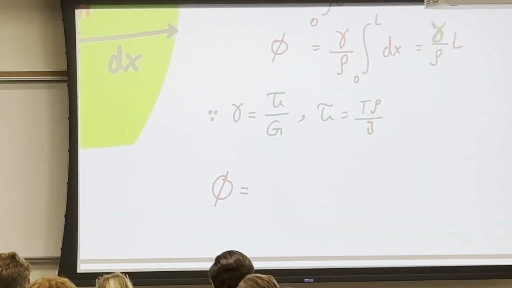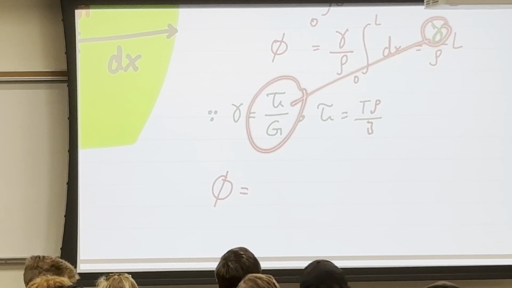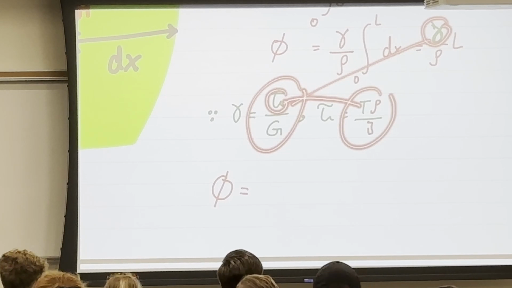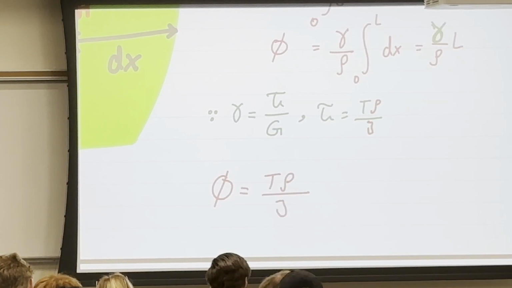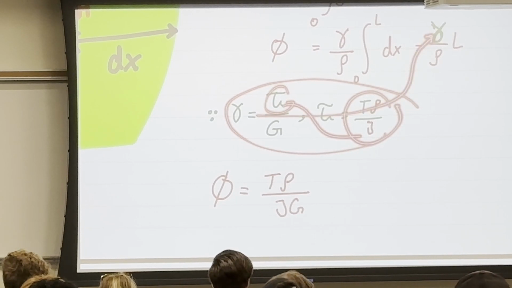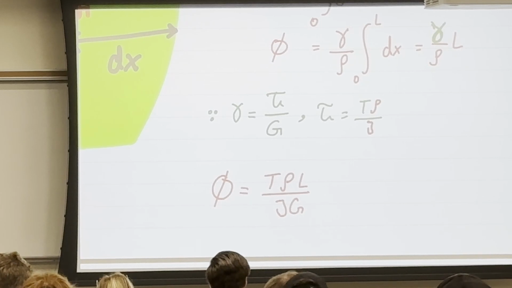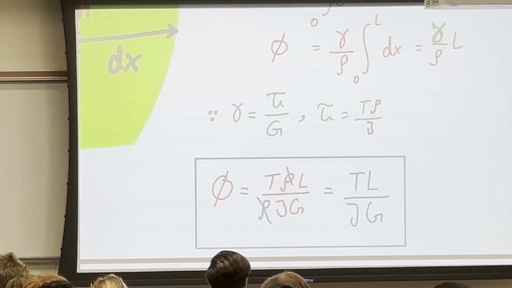I'm going to remove the rho and put tau over J, and replace that tau with T rho over J. So I end up with something like this: T rho over J over G, because I'm removing this and putting this whole equation instead of this, rho times L over rho. I can cancel the rho with each other, so I get the equation TL over JG. And that's how we can find the angle of twist.